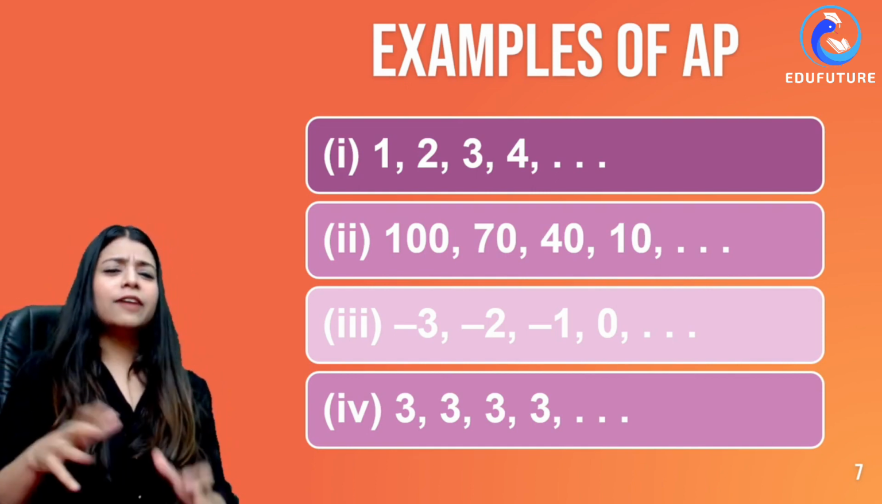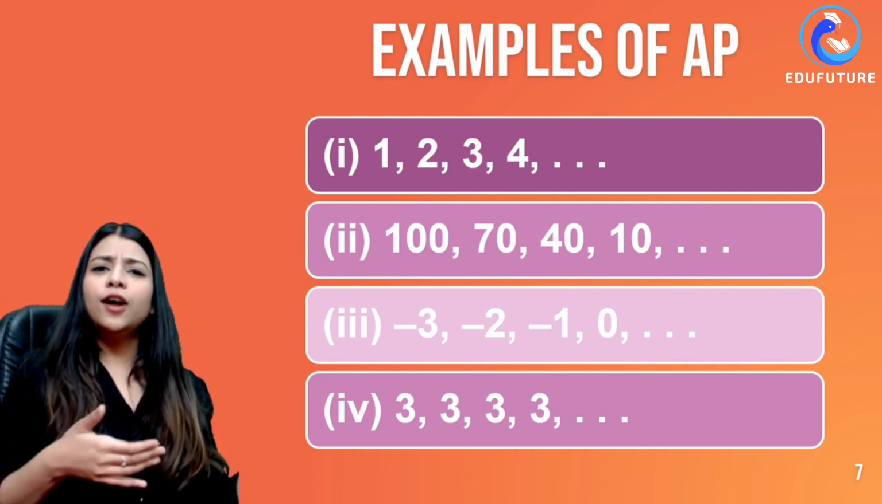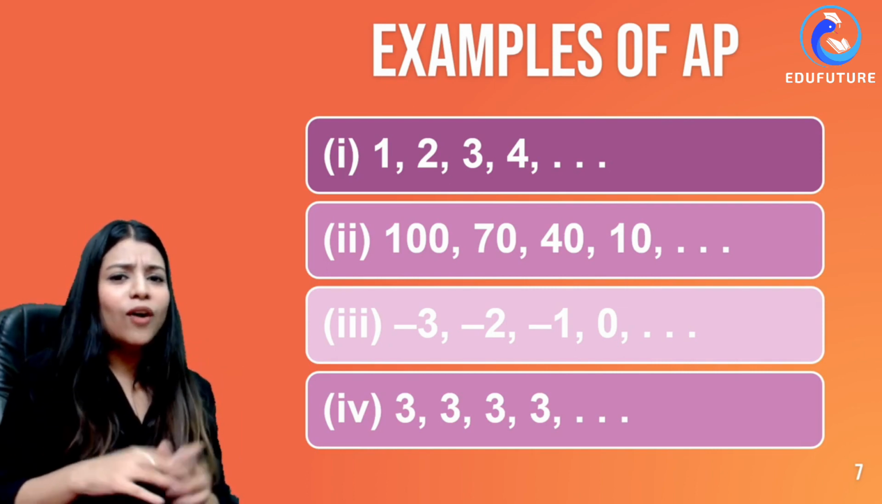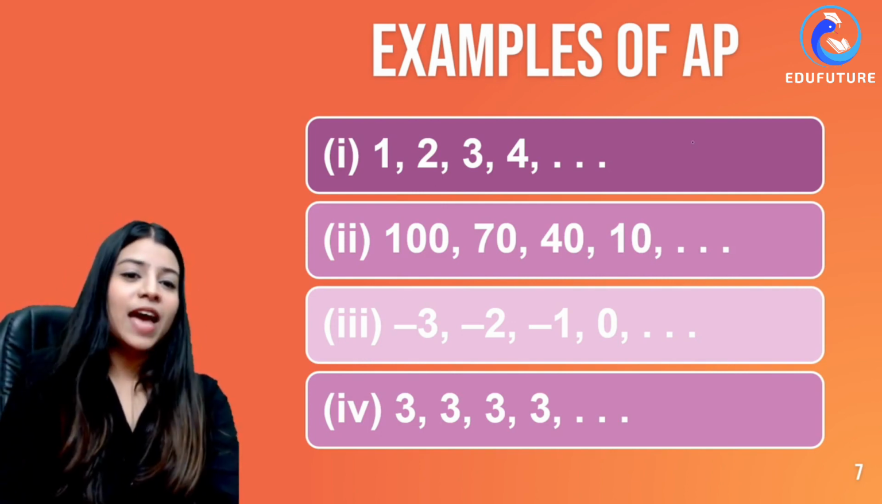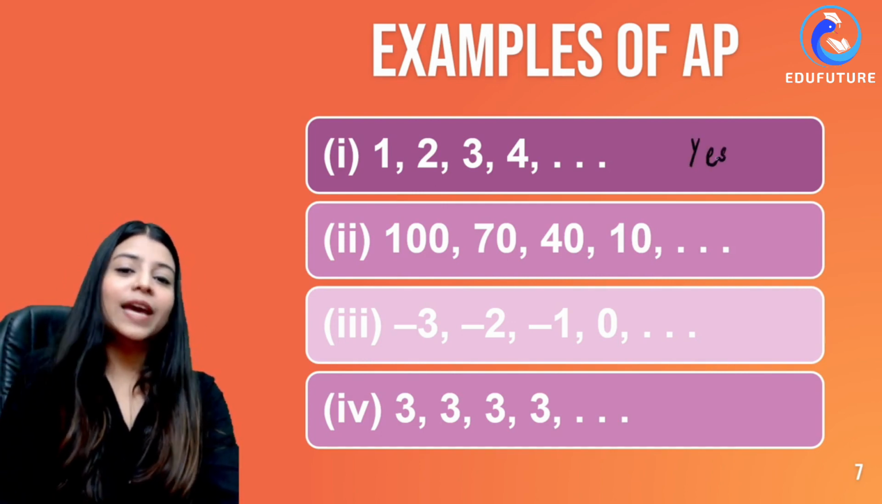Is it like we have 1, 2, 3, 4, dot, dot, dot. The gap between all the numbers is the same, that is 1. So it forms my AP, and yes, we can say this is my AP.